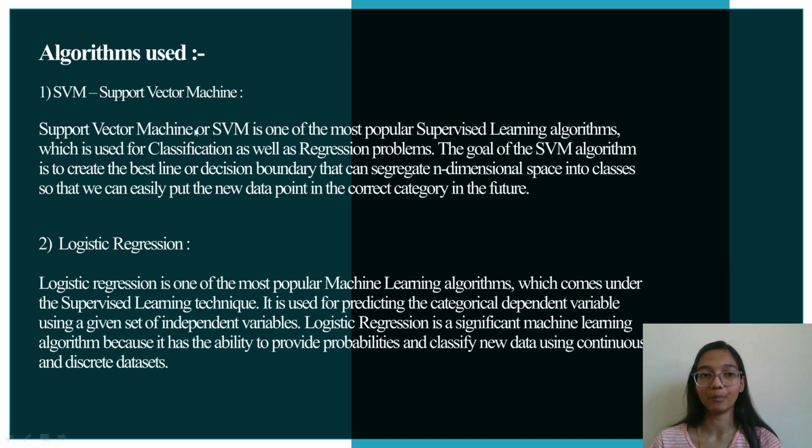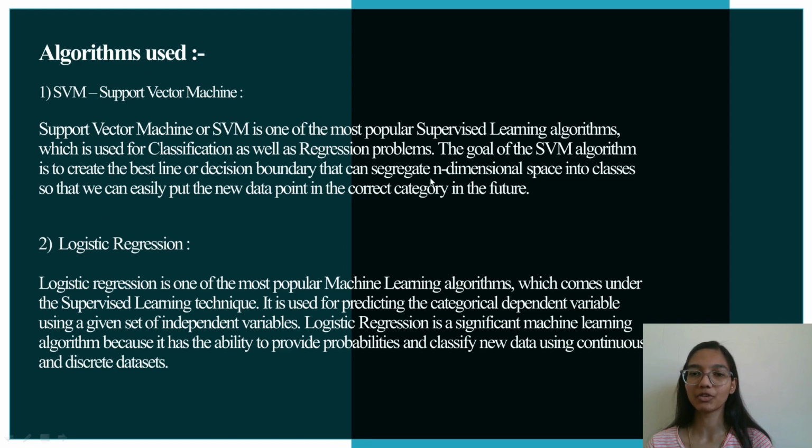Now, what is SVM? Support vector machine is one of the most popular supervised learning algorithms, which is used for classification as well as regression problems. Here also we will be classifying the diseases, by giving some parameters, whether the particular person is diabetic or not. We'll classify it. So I have used the support vector machine.